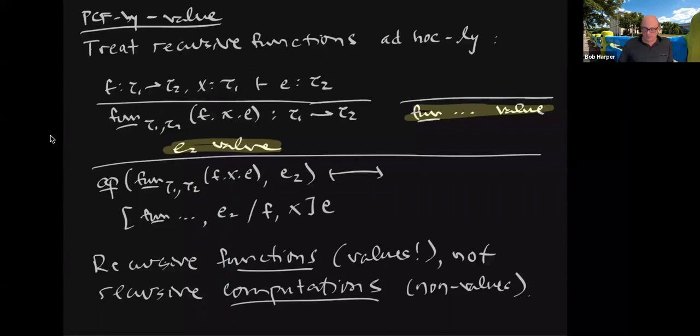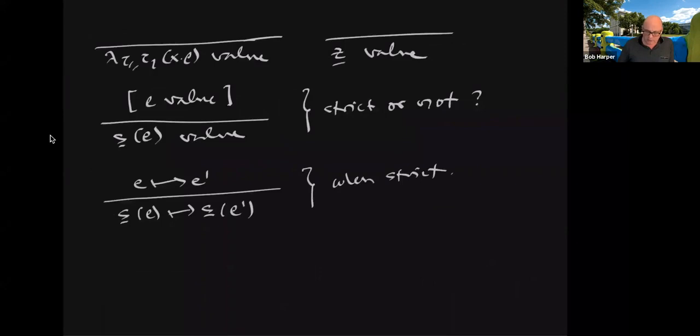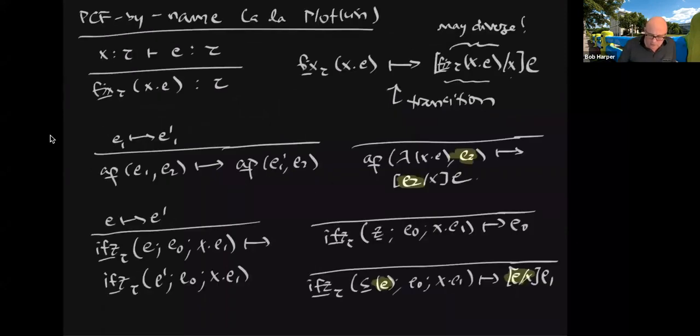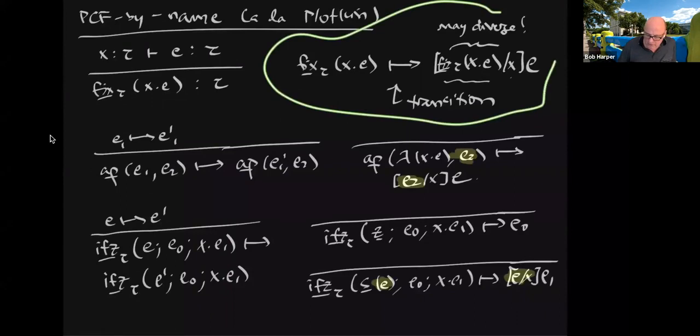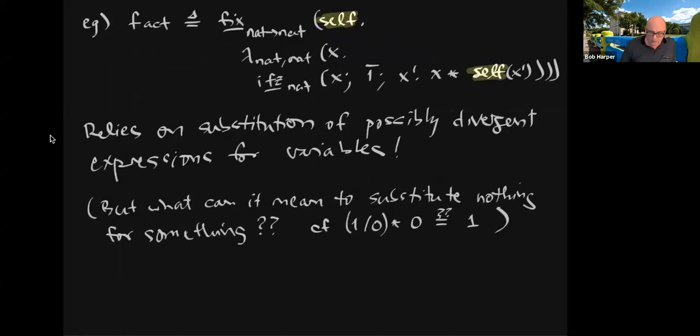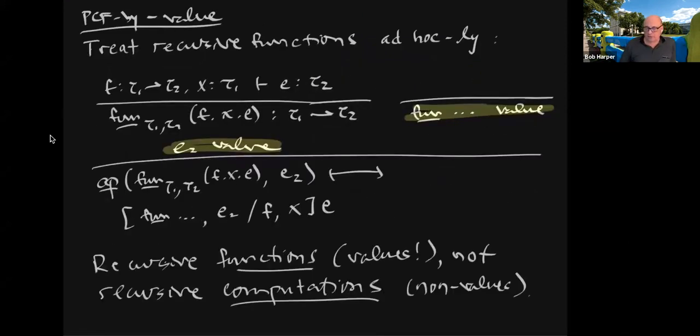And the idea is you say, okay, if I'm going to do that, then I have to give up on this general idea of fix, because the most general idea of fix, which is unrestricted, which I can use at any type tau and for any expression E, relies on this unrolling and substitution, which is questionable. So if I'm going to demand that variables range only over values, then instead of having a general recursion, I will introduce certain recursively defined things which are themselves values.